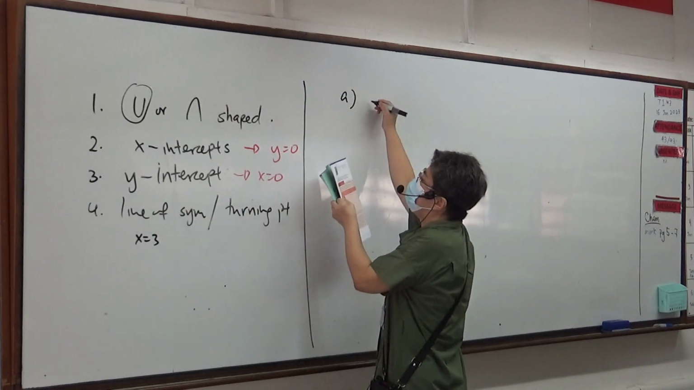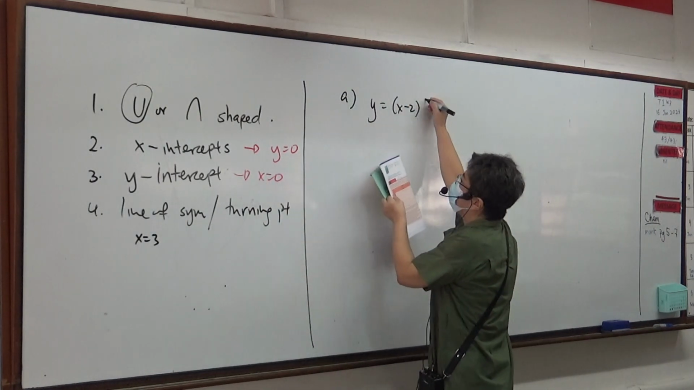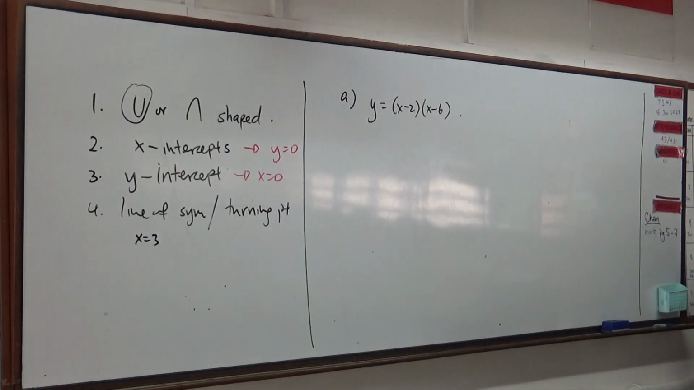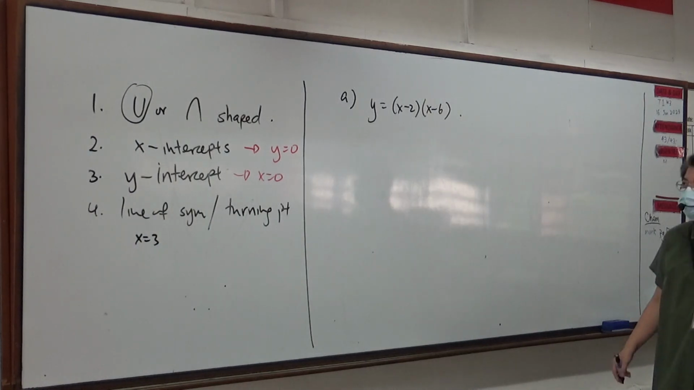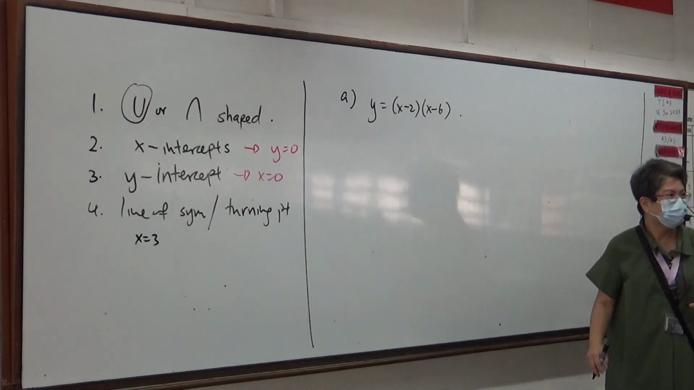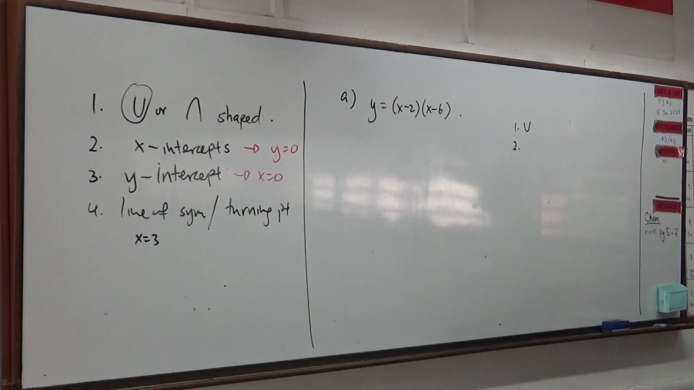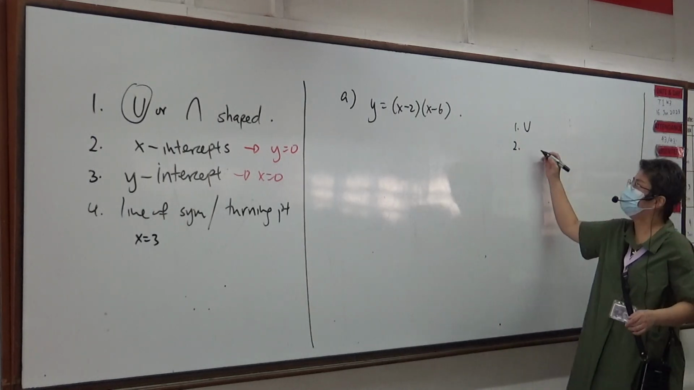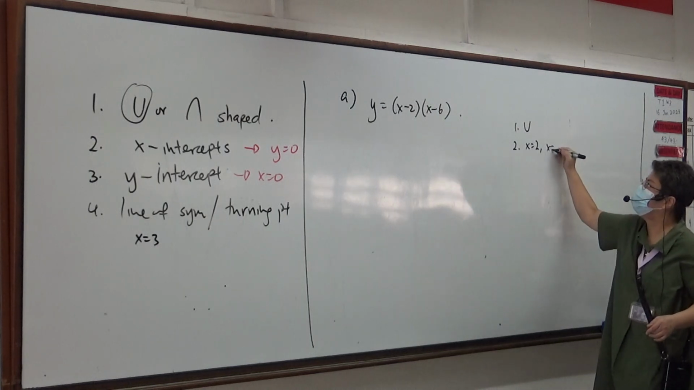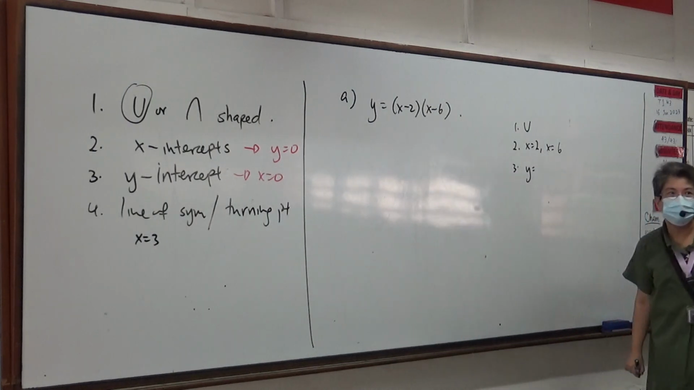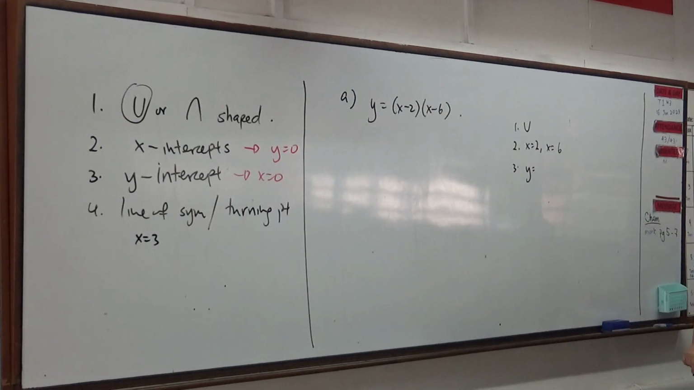Practice 11. Let's take a look at the first one. Can you tell me first of all, is it the N or the U? It is U. Good. What are the x-intercepts? Correct? What is the y-intercept? 12, right? Can you see it's 12? Okay.